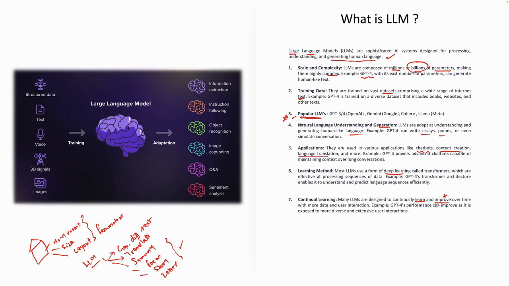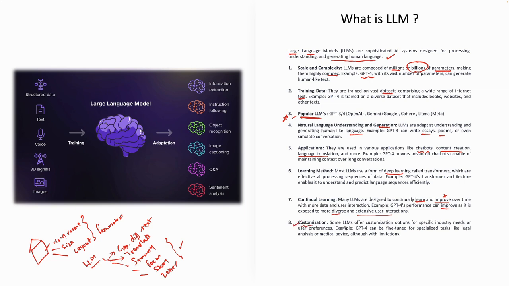They are improving over time with more data and user interaction, right? Like GPT-4's performance can improve as it is exposed to more diverse and extensive user interaction. So as more and more users across the world are interacting with GPT-4, it is getting more mature day by day, right? So the good news is that you can customize.